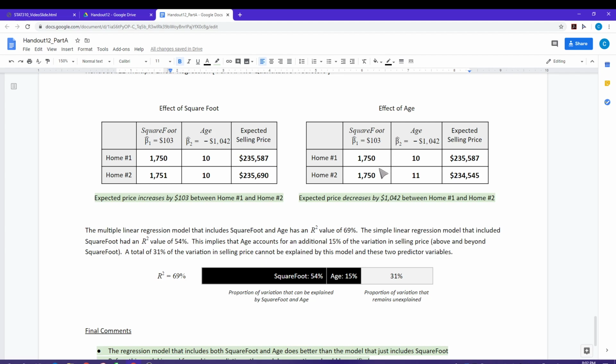When I'm looking at the effect of age, I want to hold the square foot constant. So those got to be set to some particular value. Doesn't matter what they are. They just need to be the same. Home number 2 is 1 year older than home number 1. So there's going to be a decrease in that expected selling price by about $1,000.